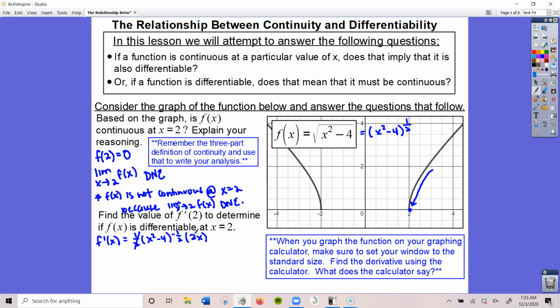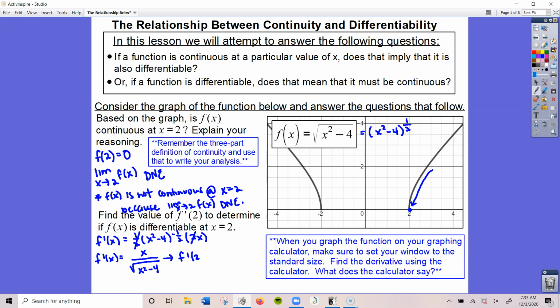Here the 1/2 and the 2 would cancel. And because this is a negative exponent, that means that the square root of x squared minus 4 would have to move down to the denominator. So my f prime of x is equal to x, that stays in the numerator, over the square root of x squared minus 4. Now we're ready to plug in 2.